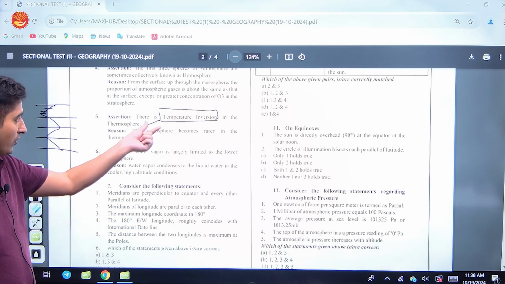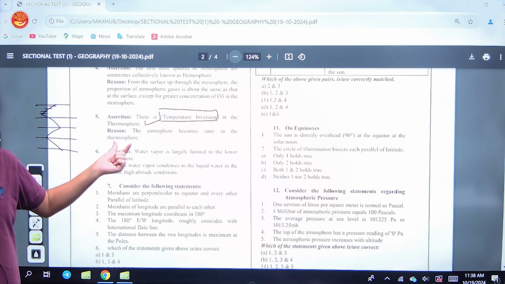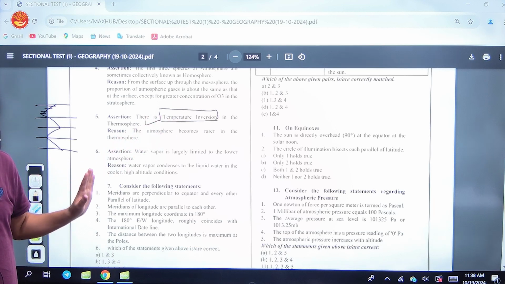Okay, I have never mentioned the word temperature inversion when we have discussed the thermosphere. कभी यूज किया था मैंने there is temperature inversion?